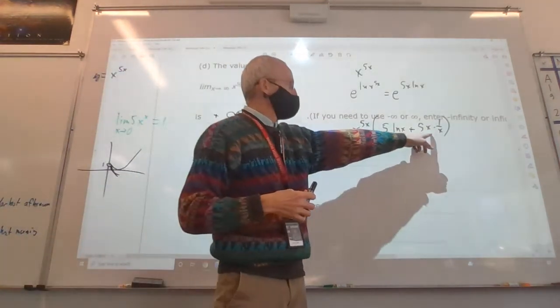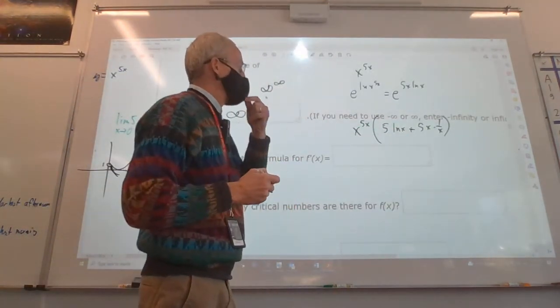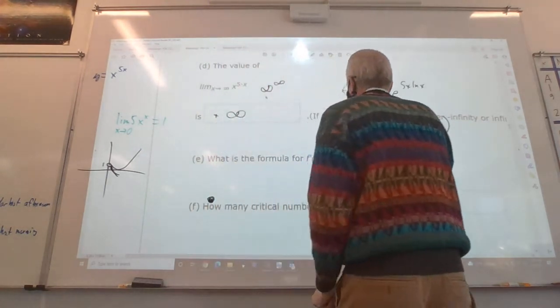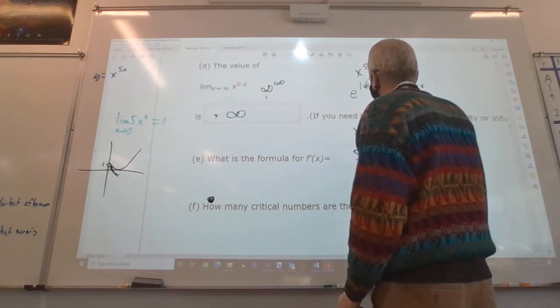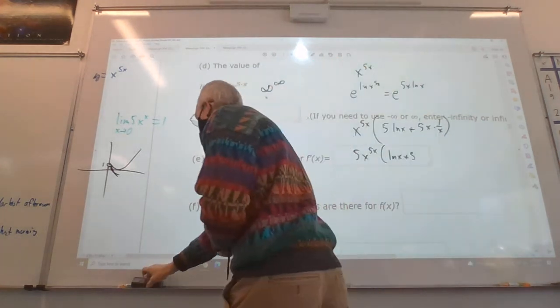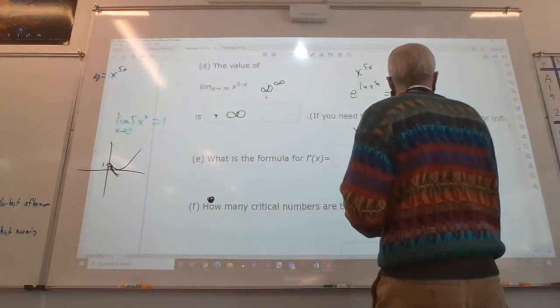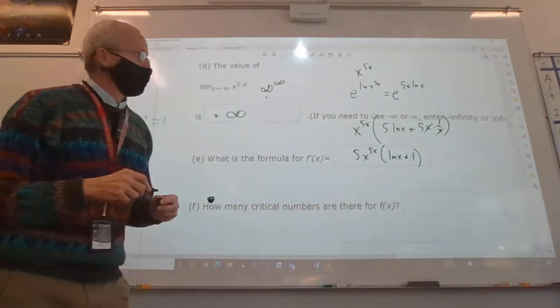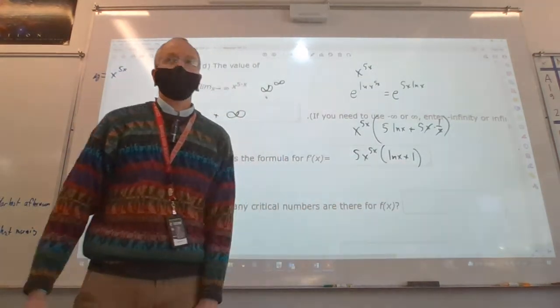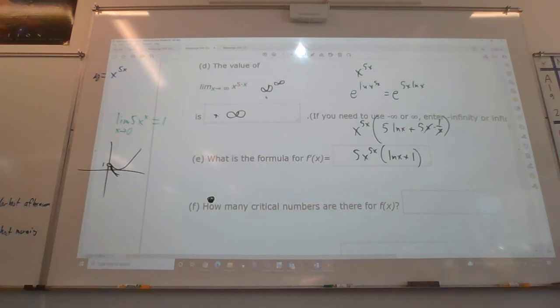Now it's extremely easy to cancel out the x's. And we should take out the 5. There's a 5 in both places, so we put that in front. So it's 5x to the 5x times ln of x plus 1. So take out the 5. The simplest way to write it is 5x to the 5x times ln of x plus 1. We get a lot of these tricky ones. Not everyone got them right in the quizzes, so be careful of that.